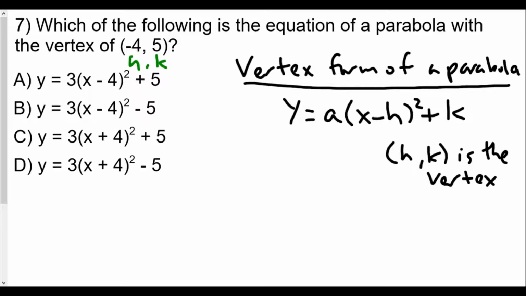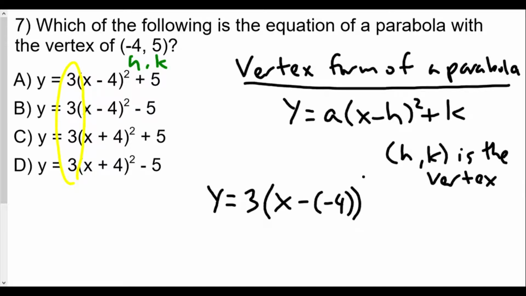Now notice that all these a values are 3, so we don't have to worry about that. So it'll be y is equal to 3. Now, where did the 3 come from? Well, it was kind of given to all of them. But really using the vertex form, we're just going to focus on the h and k values. So x minus negative 4, because that's the h value, squared, plus the k value, which is 5. We're not replacing y and x. We're replacing h and k. So be very careful at this.